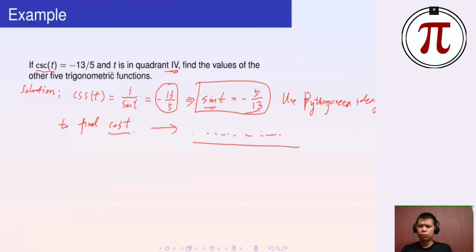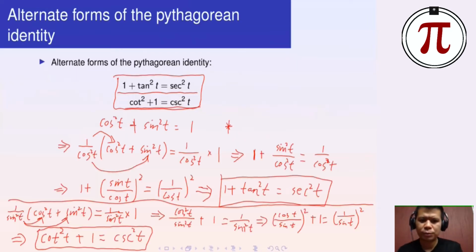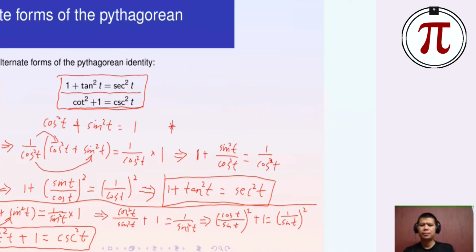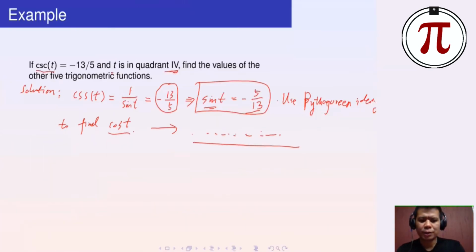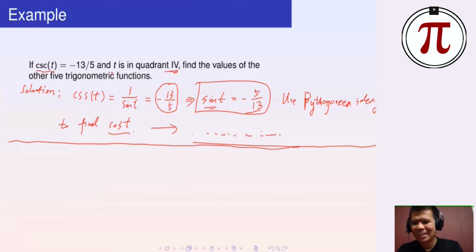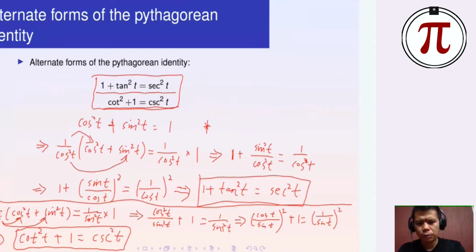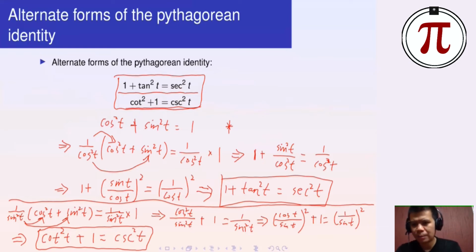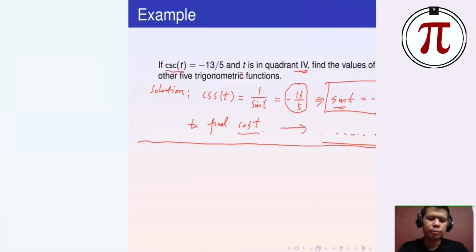But for this question, we can also use the alternative forms instead of the original Pythagorean identity. Since we just learned these alternative forms, let's use them. Since the cosecant is given, we can use the second alternative form.